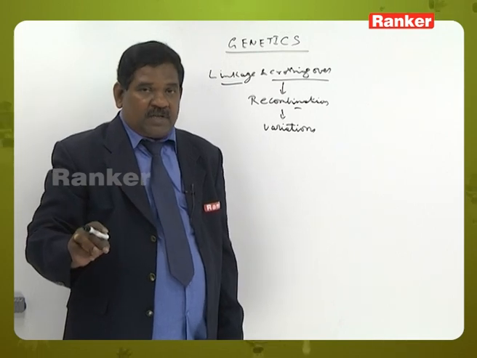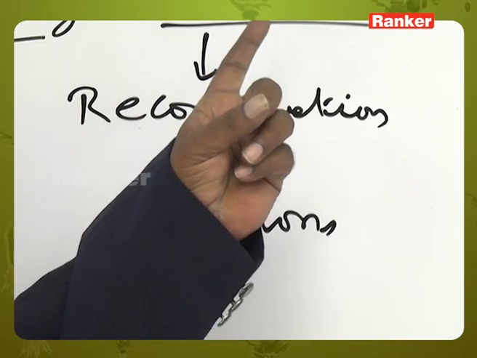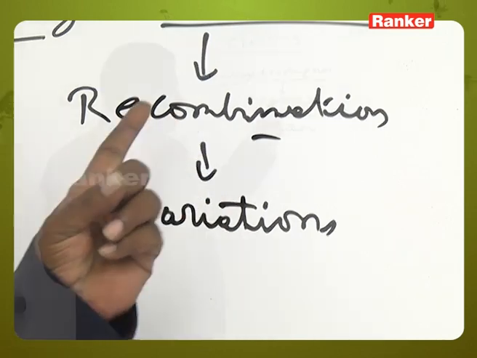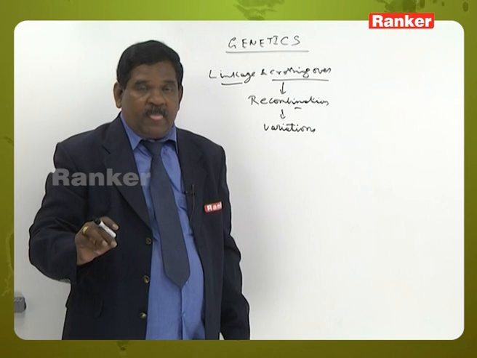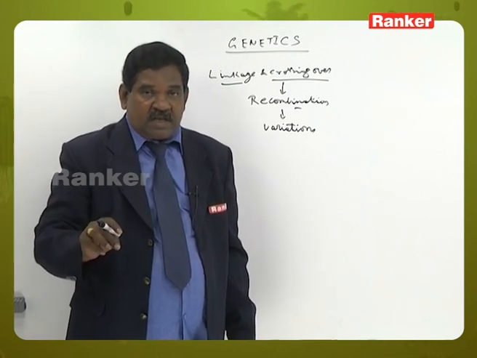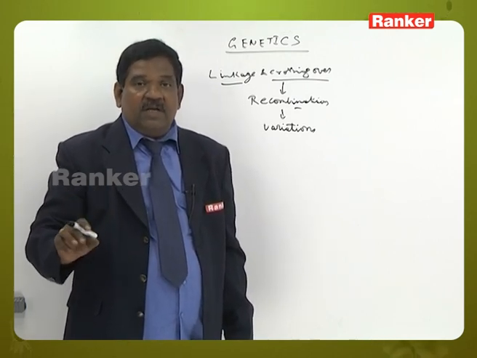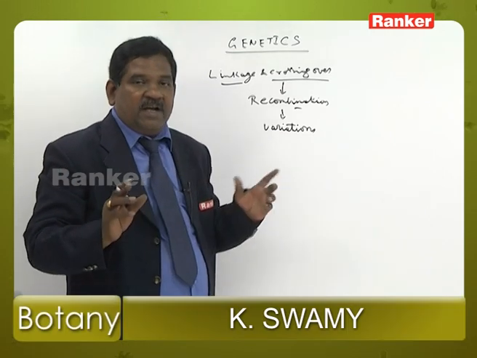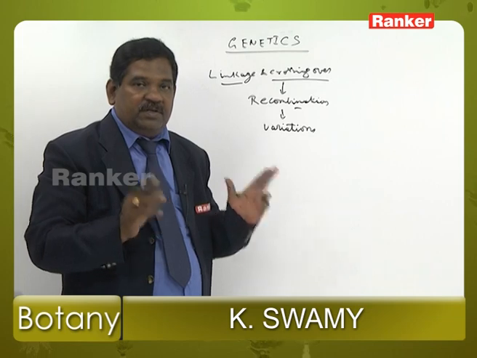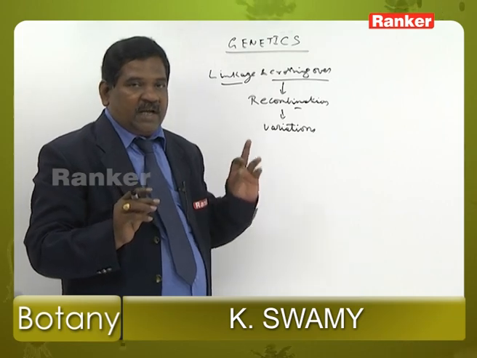So for evolution, crossing over is essential, genetic recombination is essential, and variations are essential. By crossing over, genetic recombination occurs. By genetic recombination, variations occur, and variations lead to evolution. So that is the significance of recombination. Recombination, addition of new genes. It occurs by crossing over.